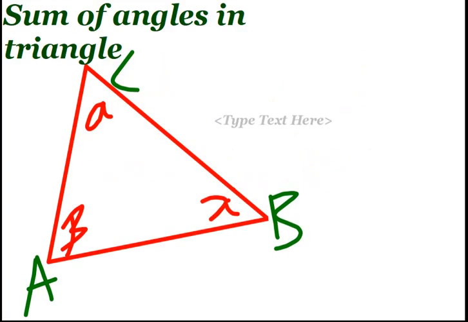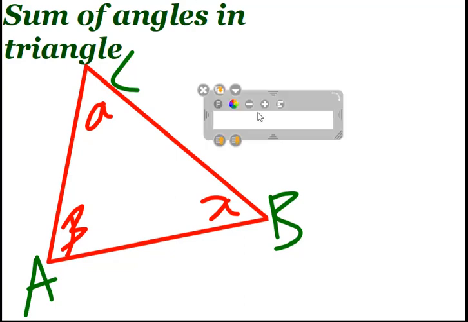For our first one, we have sum of angles in a triangle, and this is a rule we should always recall or remember because it's quite important when dealing with Euclidean geometry. So sum of angles in a triangle always add up to 180.